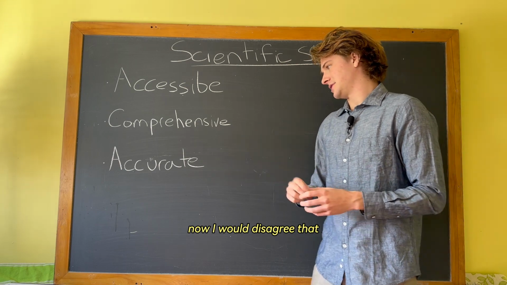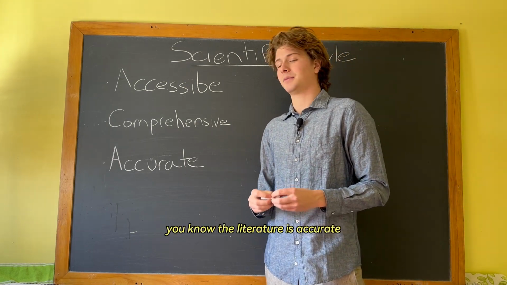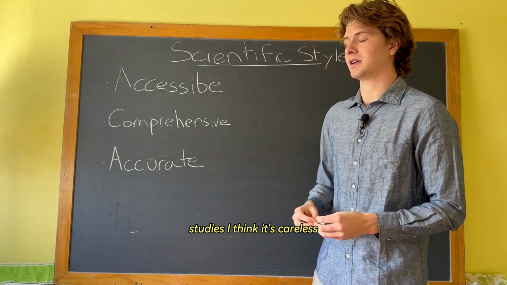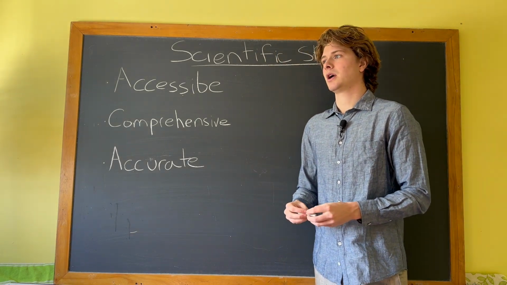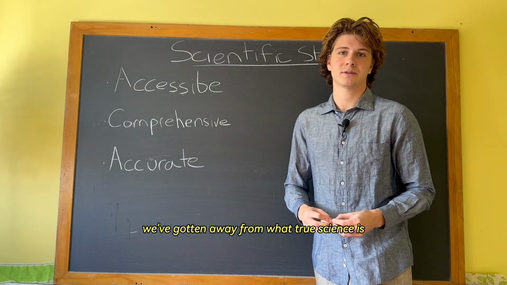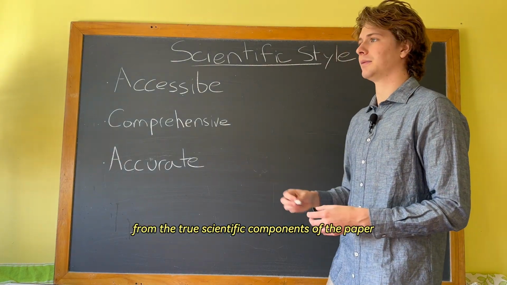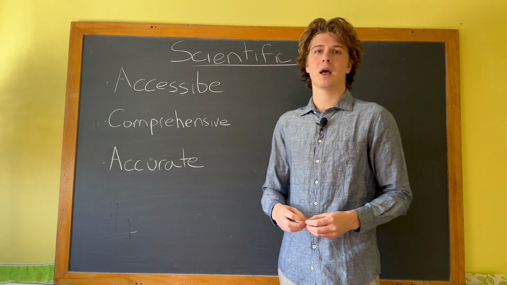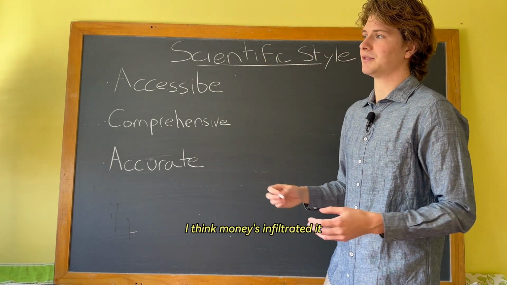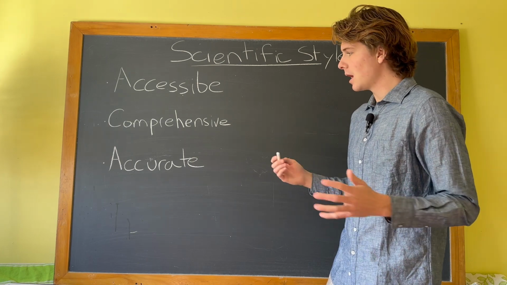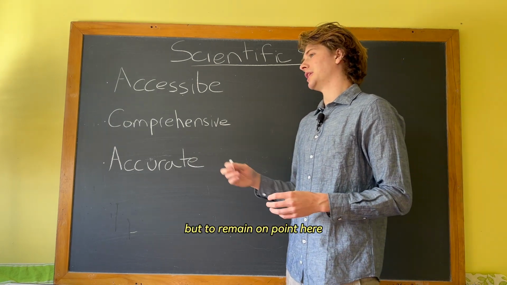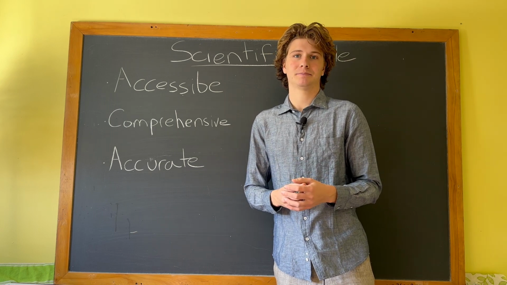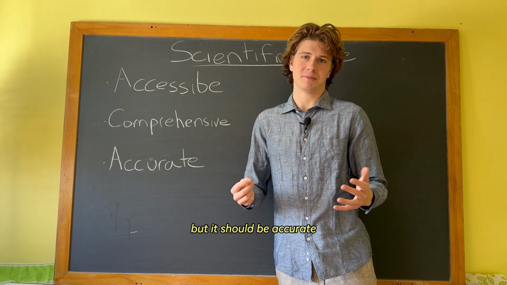Now, I would disagree that the literature is accurate. I think the literature is quite polluted with poor studies. I think it's careless, and I think we've gotten away from what true science is, from true scientific style, from the true scientific components of the paper, from logic and reason. I think we've gotten away from that. I think money's infiltrated it. But to remain on point here, information must be accurate. It's simple. It should be accurate. Not always the case, but it should be accurate.